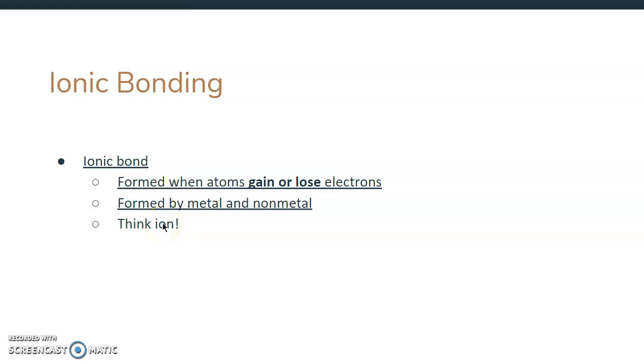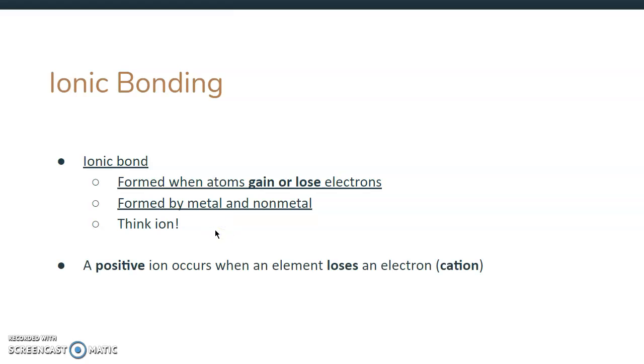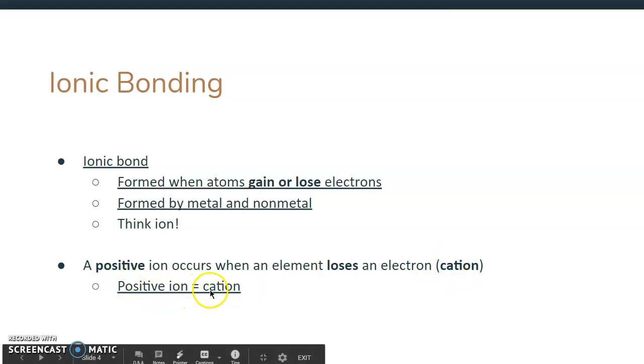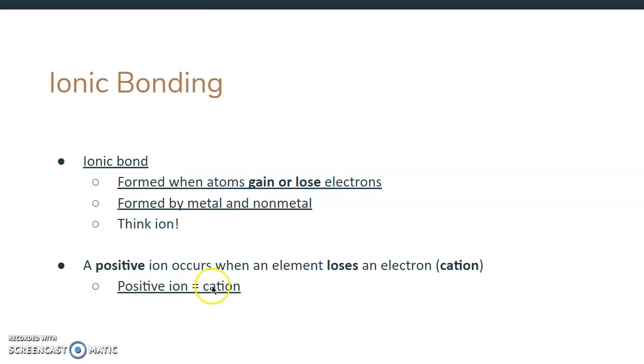And when we talked about ions, we talked about those elements that would lose or gain an electron, and it would change their overall charge. So that's exactly what happens in ionic bonding. A positive ion occurs when we lose an electron, and we call this a cation. And I even have this underlined. So positive ions are cations.